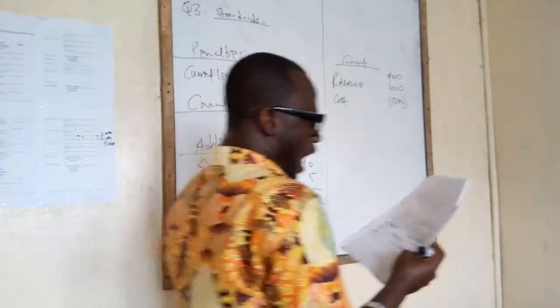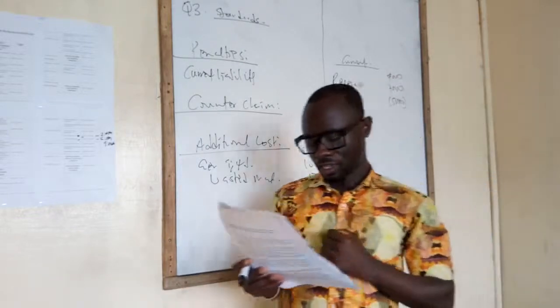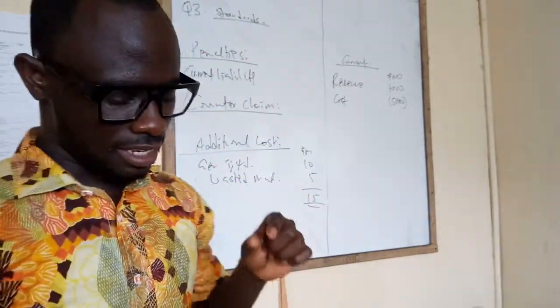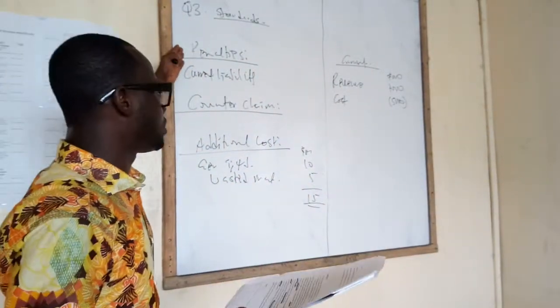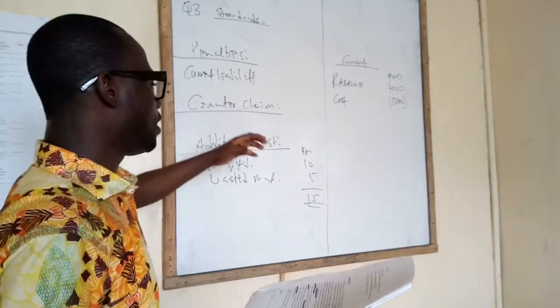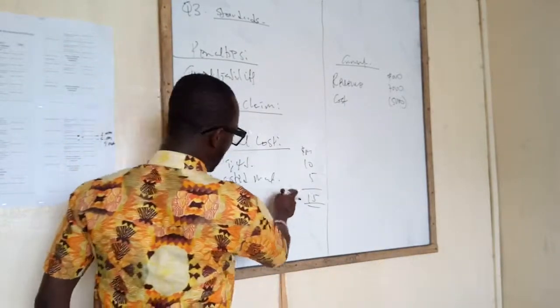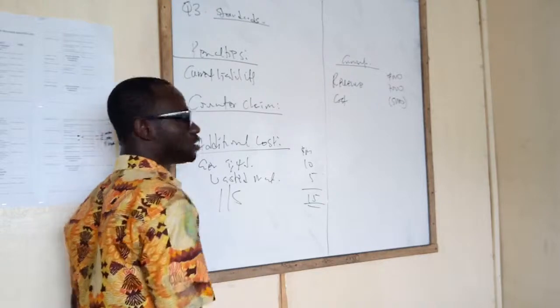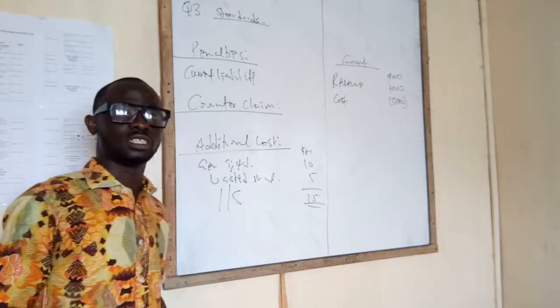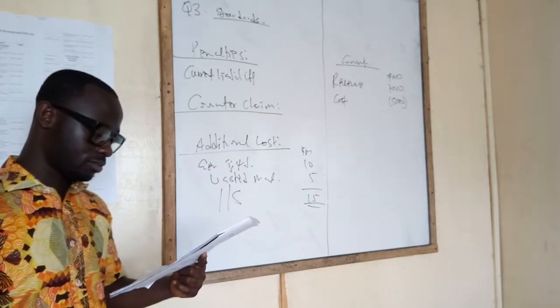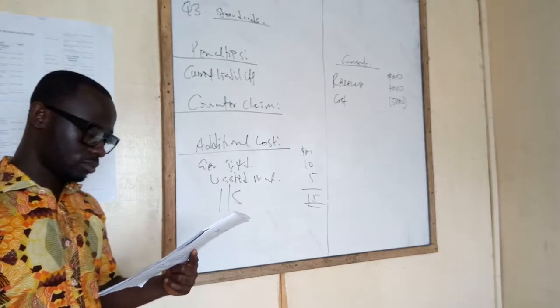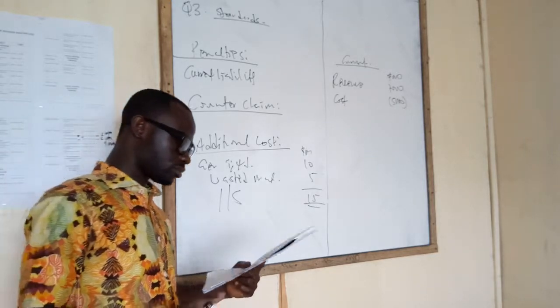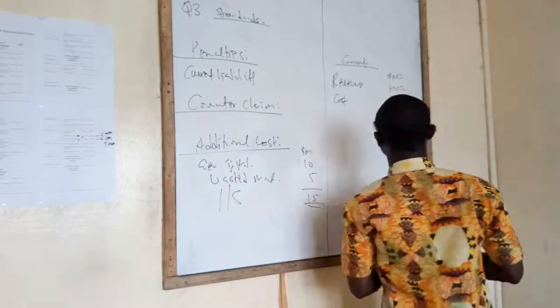So these are the three things that were highlighted that we need to talk about. How the penalties are to be treated, the counterclaim, and then the additional cost. So this has to be taken to the income statement as part of what? The expenses of the company. So that is it about that.